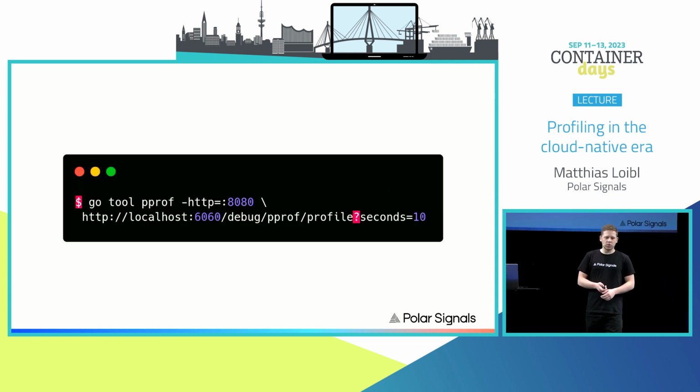And once you've done that, you can then use the Go toolchain to go to localhost 6060, for example, and pull down a profile. And this will be a CPU profile that will take 10 seconds to observe your program state. And then after those 10 seconds, it will have that profile available and show it to you in a web UI on port 8080.